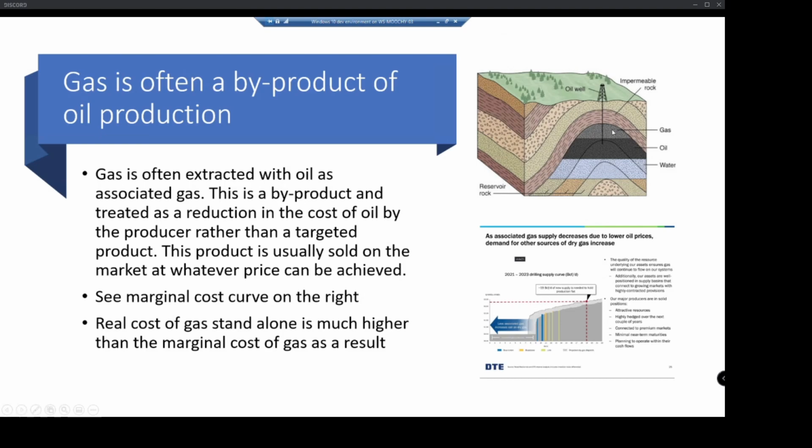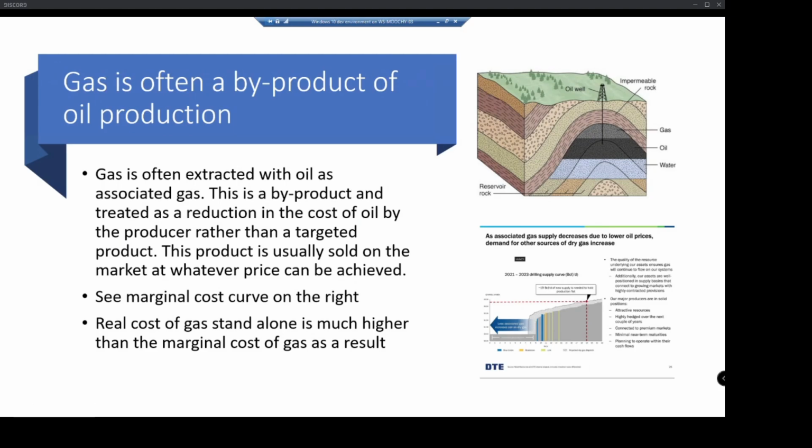But what happens if you stop drilling for oil? If you stop drilling for oil, your associated gas goes down, this curve moves to the left, and suddenly gas prices go up for the same demand. We've actually seen that with natural gas pricing at the moment. Drilling's gone down, so they're drilling fewer oil wells, so there's less production of oil, so there's less associated gas, and so the natural gas prices have gone up.